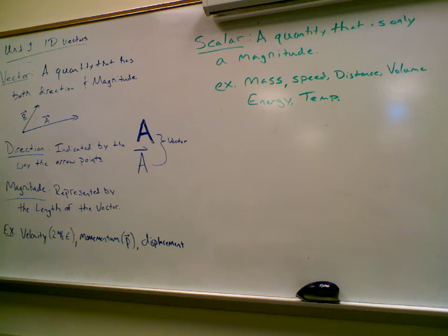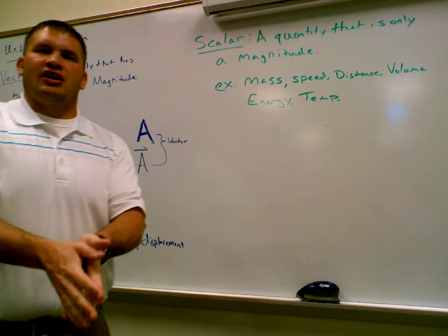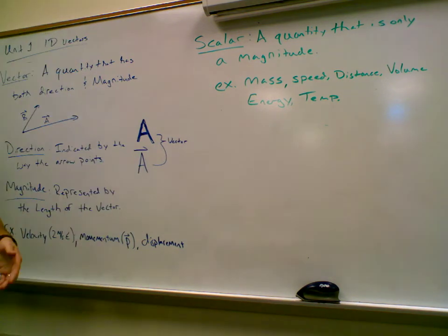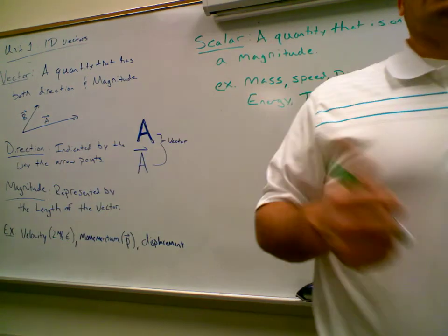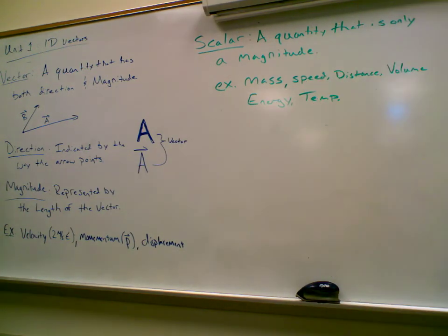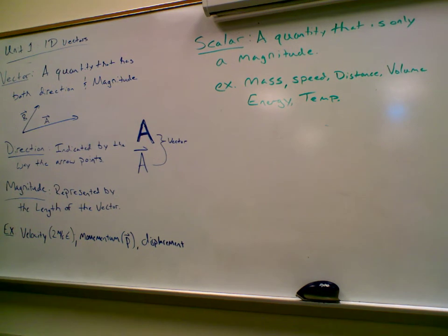So scalars, guys, are just numbers that just have a value. Measurements that just have a value, like the mass of something, the volume of something, how much energy it has, the temperature. It's just the value, and there's no direction. Vectors are ones that have a direction. So velocity, momentum, force, anything that has a direction tied to it is a vector. Are there any questions about that?